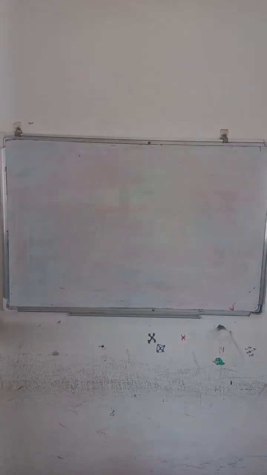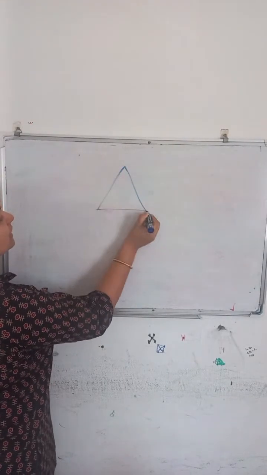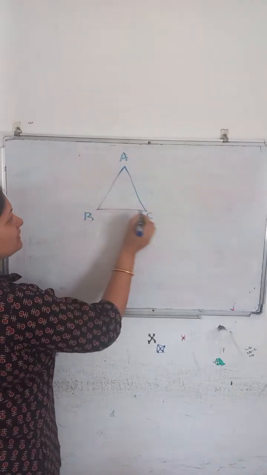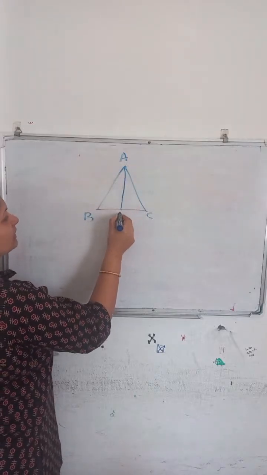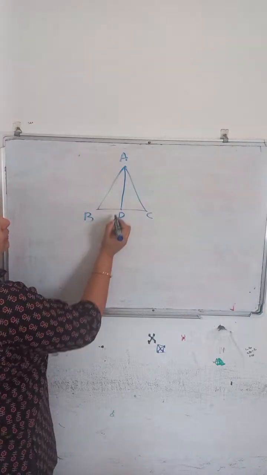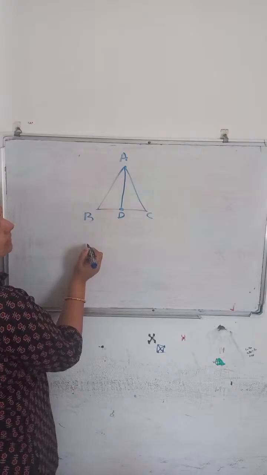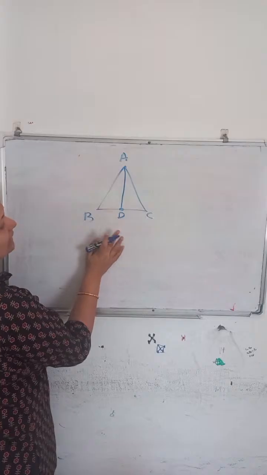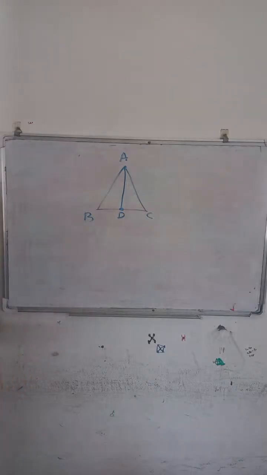So here one triangle is given. Suppose the name of this triangle is A, B and C. So from any vertex of the triangle they drop a perpendicular over here. This has a D. Okay, perpendicular is drawn, that means it makes two equal parts. Here it is nothing but your median. Getting this? Okay, write down next question.